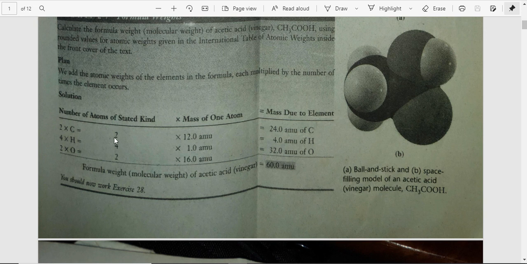So, you have 2 units here, times 12, it is 24 AMU for your carbon. Next, for your hydrogen naman class, you have 4 times 1 is 4 AMU. Then, for your oxygen, it is 2 times 16, therefore it is 32 AMU.